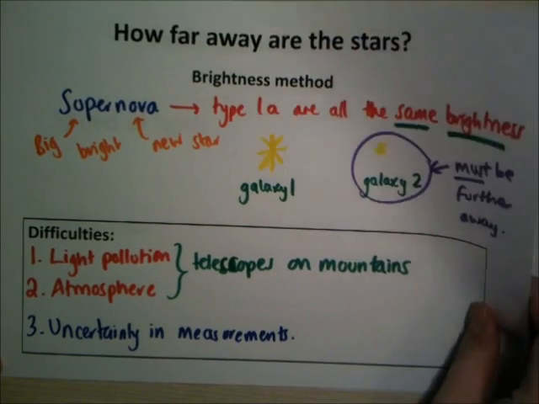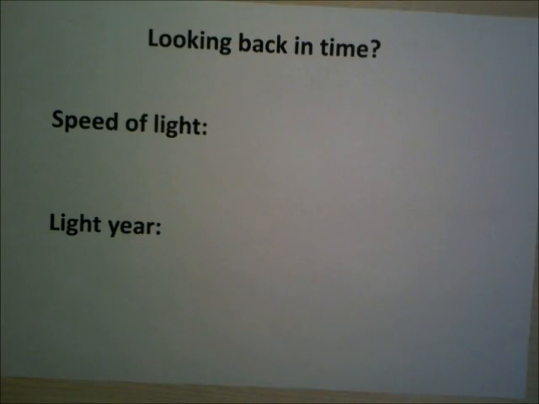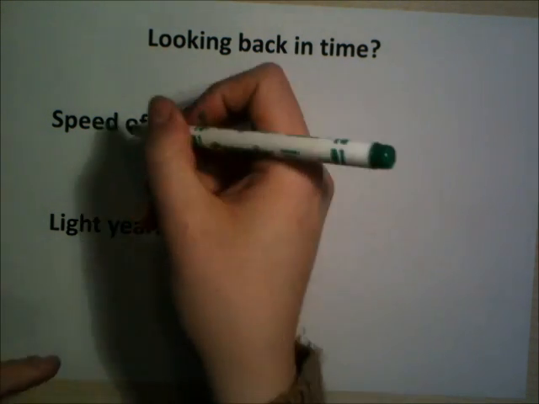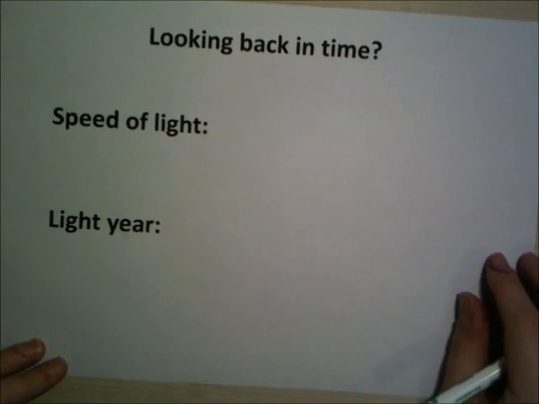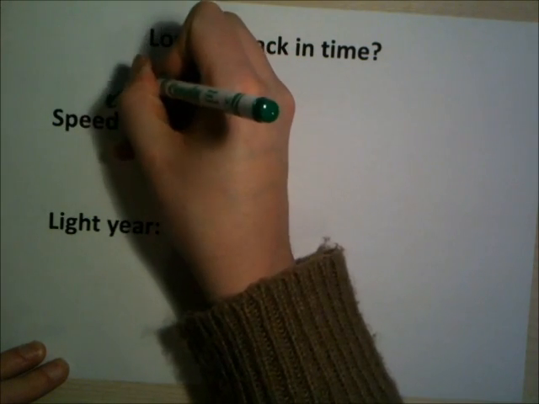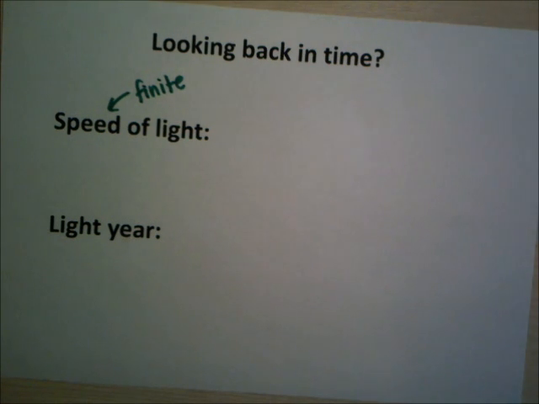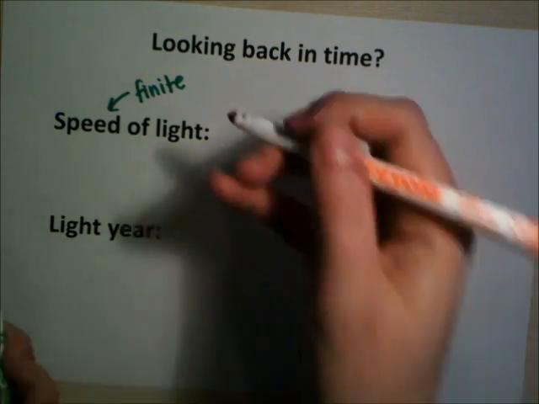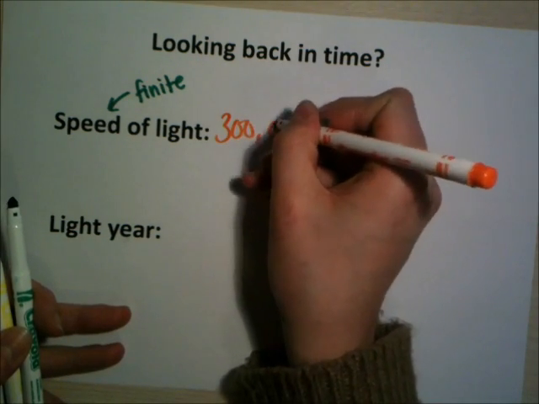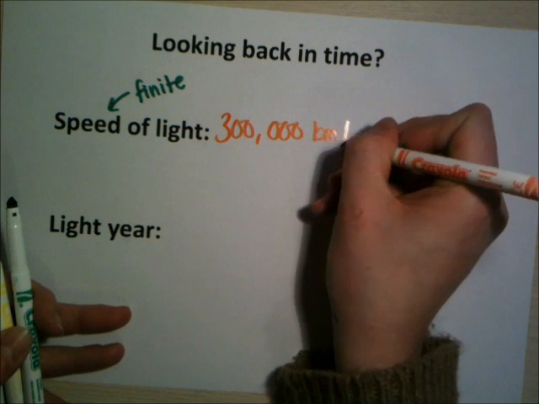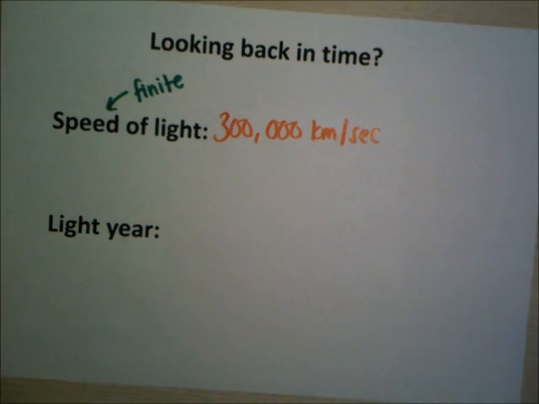So, the last thing we need to think about is this. Are we actually looking back in time? And we're going to talk about why I've said that in a moment. But the speed of light is finite, okay? Finite means that it's fixed. It's not infinite, basically. So the speed of light is 300,000 kilometres per second. Okay, it's really, really fast.